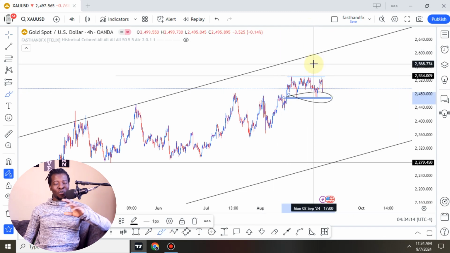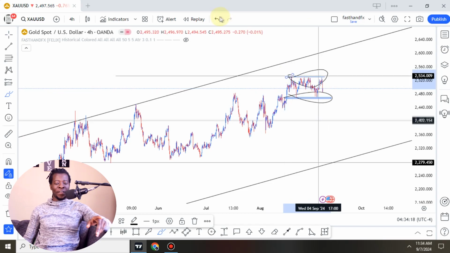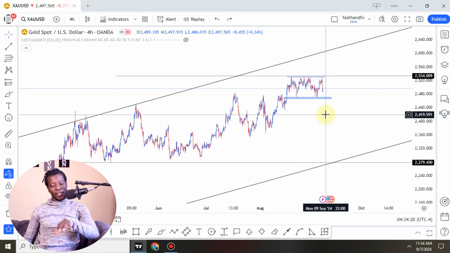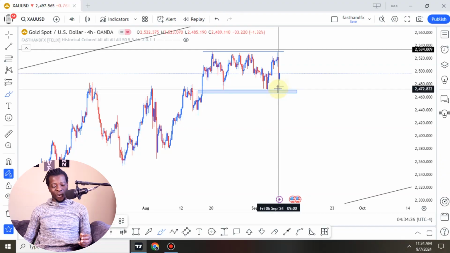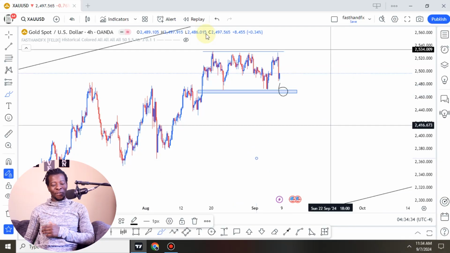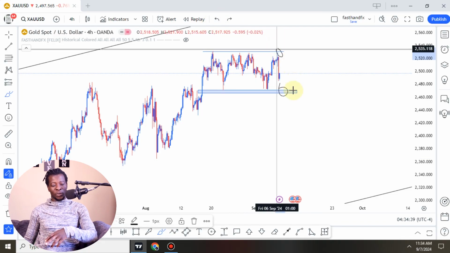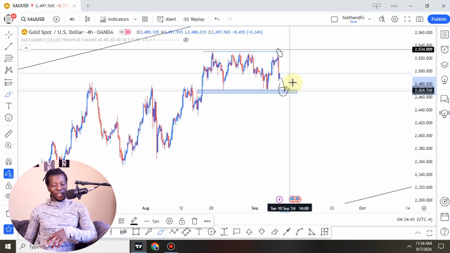Now, if you're looking for sells, the only place to take your sell should be a supply zone right there, right? Since gold is approaching a demand zone, we need to see how price is going to react around it. If we see a reversal, we're going to take a buy. If we see a continuation pattern, we're going to take a sell, right? But like I said before, the best place to take your sell should be right here, your supply zone, right?